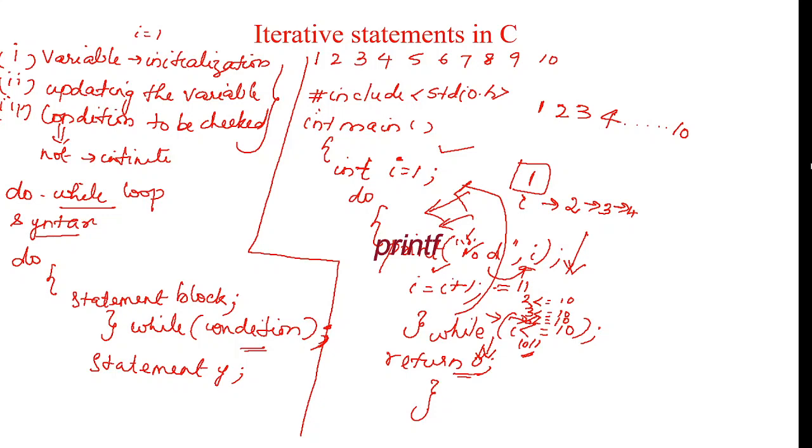So this is the same program which is executed using do while loop. I hope that you are able to understand now the difference between your while loop and your do while loop. Now we will see the third type of looping statement, that is your for loop statement.